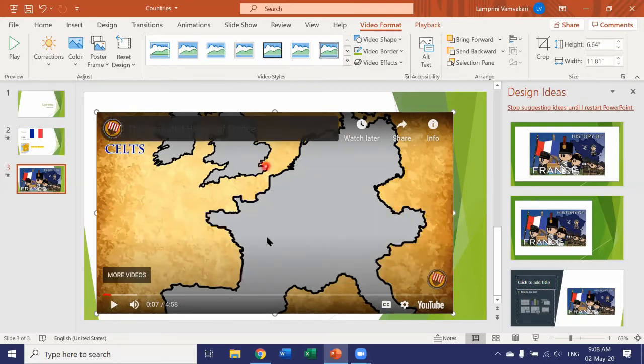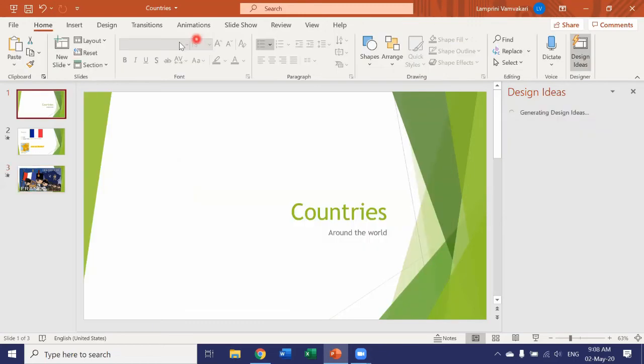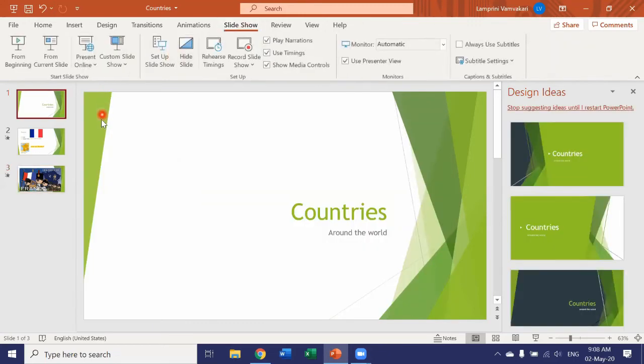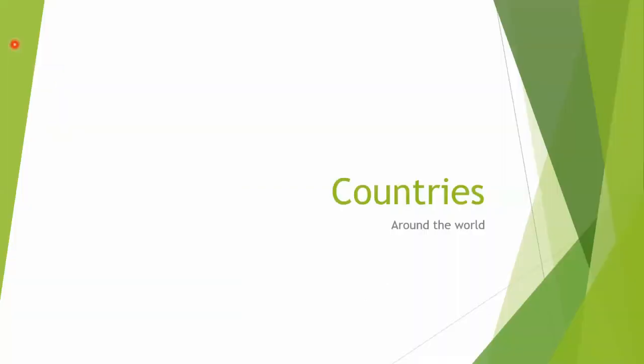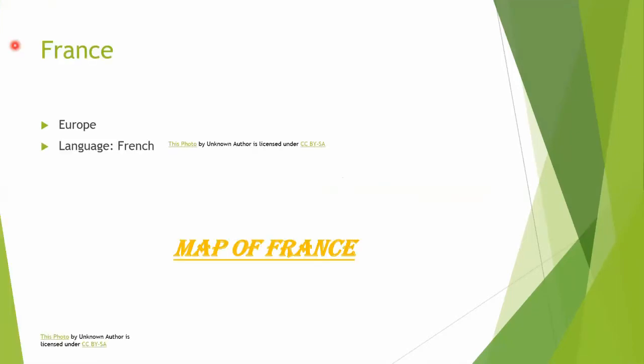Now, how would this appear to my students, for example, if I were to show them this presentation? Let's go to the slideshow and select Start from Beginning. Spacebar to go to the next slide.